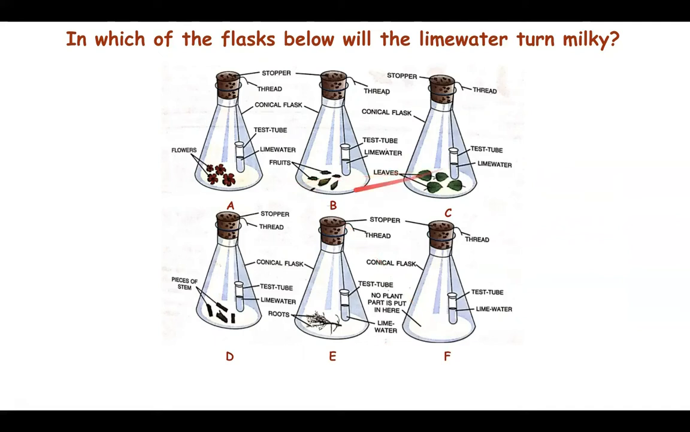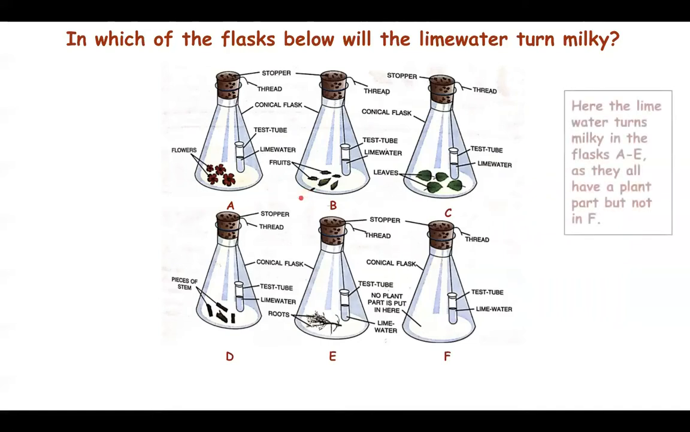So all of them have lime water. According to you, in which of these will the lime water turn milky? Now, here the lime water turns milky in all flasks A, B, C, D, and E. All of them have a plant part. Each plant part respires. Only in flask F, which lacks any plant part, will there be no respiration, and hence the lime water will not turn milky.